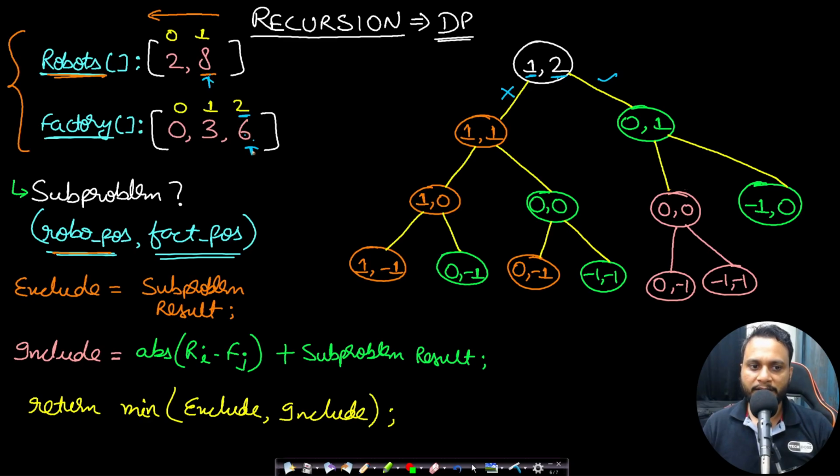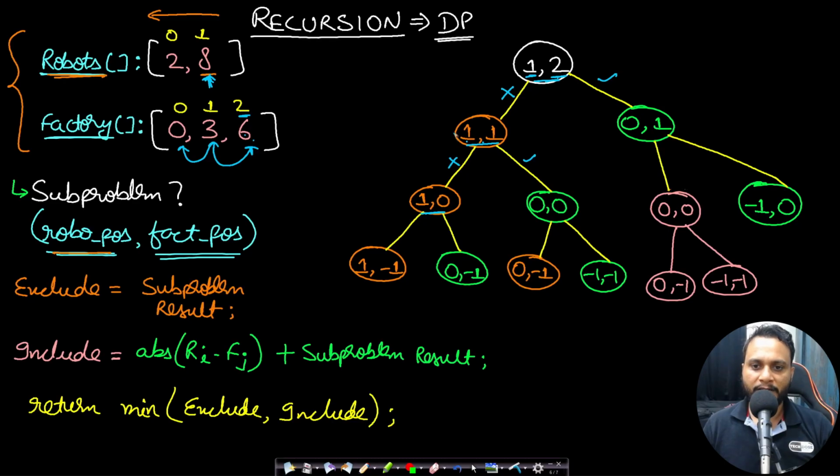So if it is not assigned, then we will be going back to the other factory, that means factory number 1. But the same robot, since it is not assigned, we will try with the same robot. Okay. So from 1, 2, we will be going to the subproblem 1, 1. Right. Again, being at 1, 1, robot number 1 may or may not be assigned to factory number 1. So if we do not assign it to factory number 1, then we will go back to factory number 0, that means 1, 0. Otherwise, if I try to assign it, then we will go to 0, 0, right?